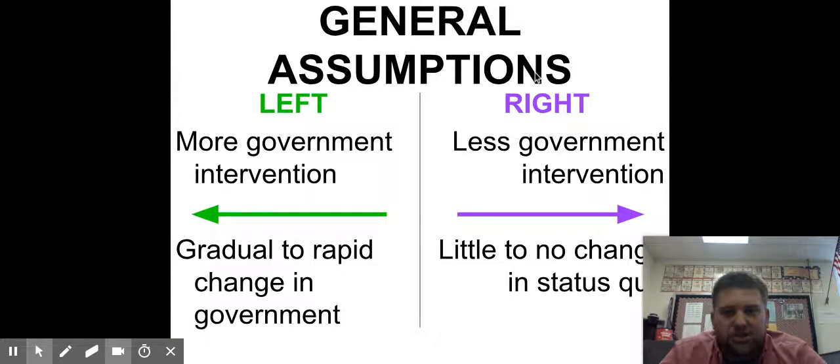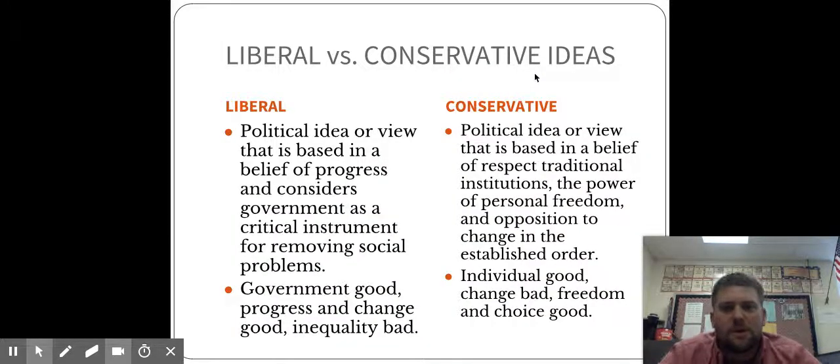If we're on the right side of the political spectrum, you're more apt to believe that the government should not be getting involved in our personal lives and our personal business and that sort of thing. And in general, you want little to no change to the status quo. In other words, you like the way things are. You don't necessarily think that because some things in society are changing, the government should change with it. We'll talk about some of those examples later on. So let's look a little bit more. In general, on the left side of the political spectrum, we are looking at what we call the liberal beliefs. The right side of the political spectrum, we're looking at what we call conservative beliefs.